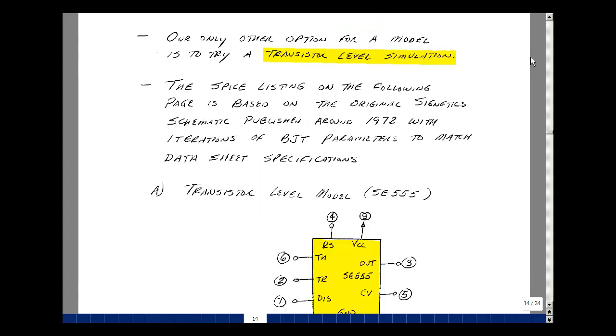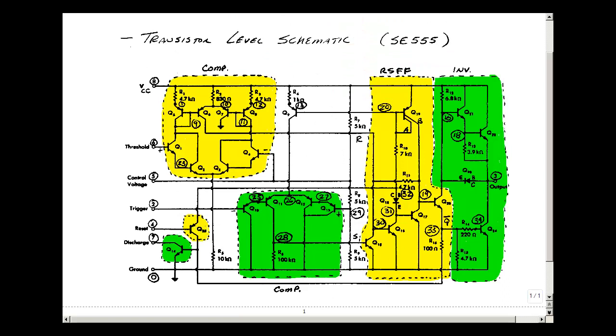Let me show you this picture of what that schematic looks like. This was actually in another textbook, and I scanned it and then labeled all the node numbers in here so you could do a SPICE simulation, and also highlighted where the different parts are. So here in this grouping of transistors is the threshold comparator. This group down here is the trigger comparator. This is the RS flip-flop, and this is the inverter part of the chip. Here's the discharge transistor, and here's the reset transistor.